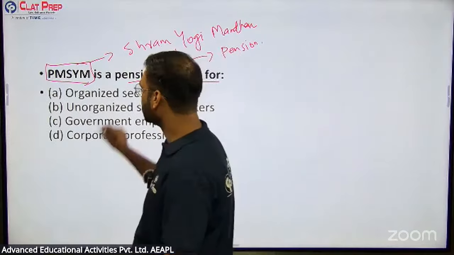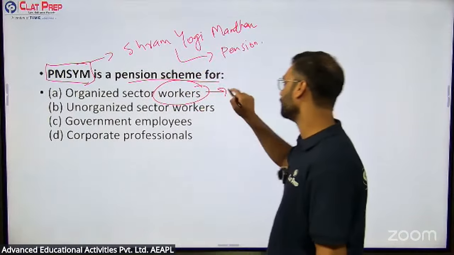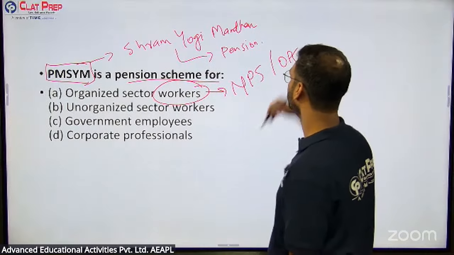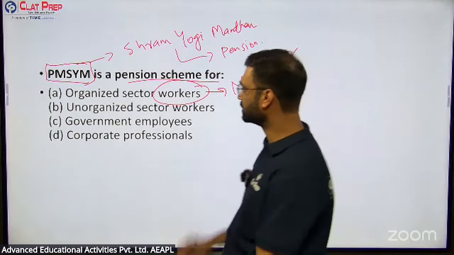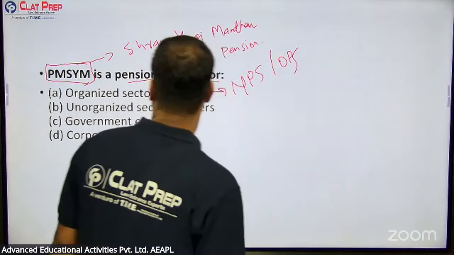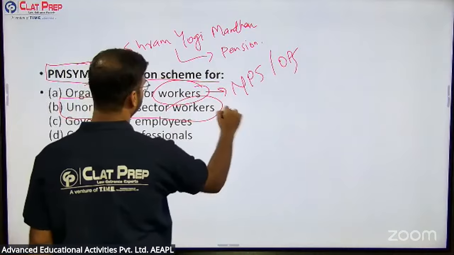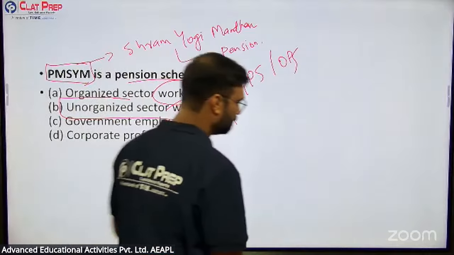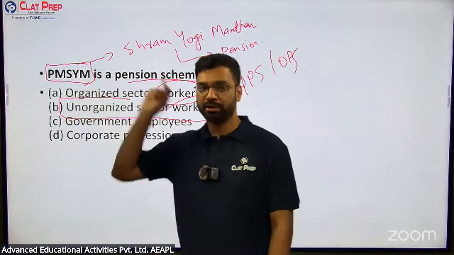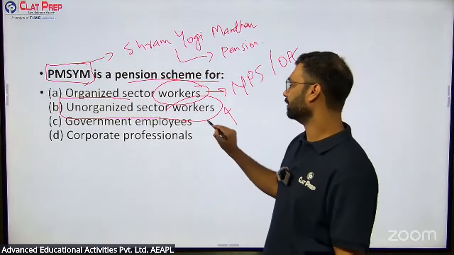Now, if you look at the organized sector, these workers are already getting pension. They are already either under NPS or OPS, old pension scheme or new pension scheme. They already have a pension plan. They are already registered under a pension scheme. But those who are working in the unorganized sector are not enrolled in any pension program. So for those people, the government has brought Pradhan Mantri Shram Yogi Man Dhan Yojana, right?